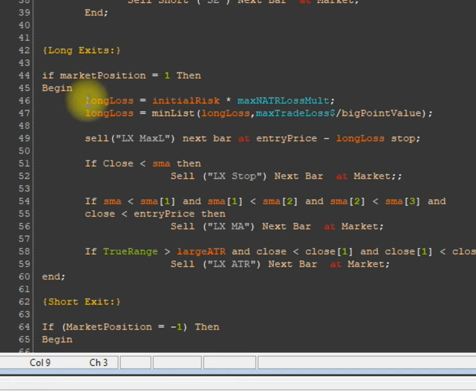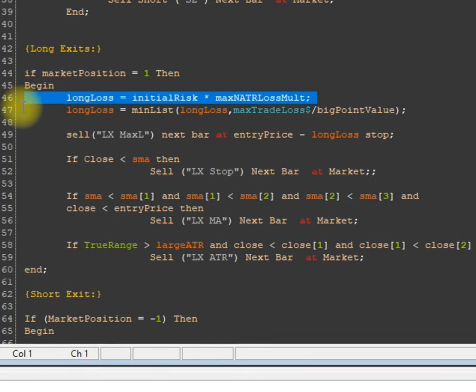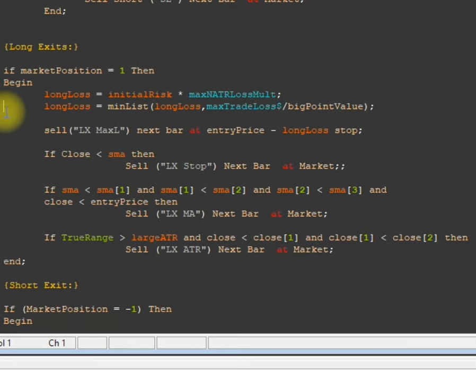My long loss is going to be the initial risk, which is the 20-day average true range times 3, or it's going to be the lesser of that calculation and my max trade loss, which is $3,000. So I'm going to let it be a function of the market. My stop's going to be a function of the market, but I'm going to put a ceiling on it. I don't want to lose more than $3,000. If 3 times the average true range is less than $3,000, we're going to go with that. It could be $1,700, $2,000, whatever.